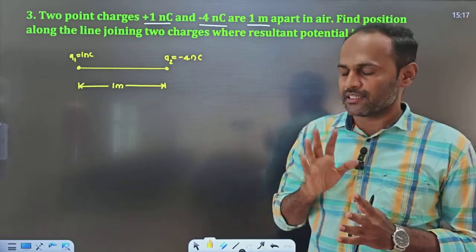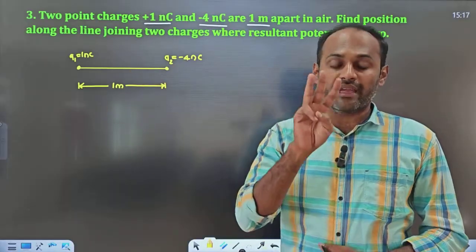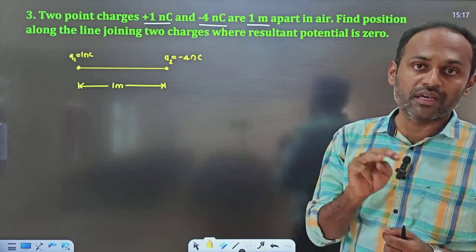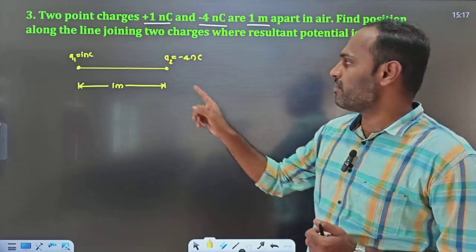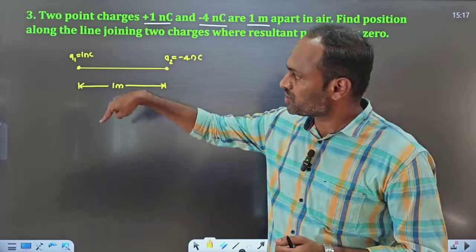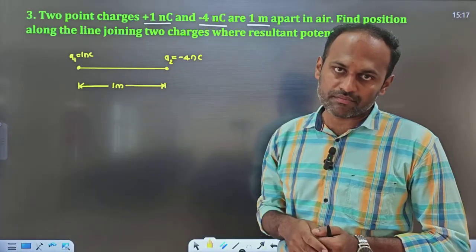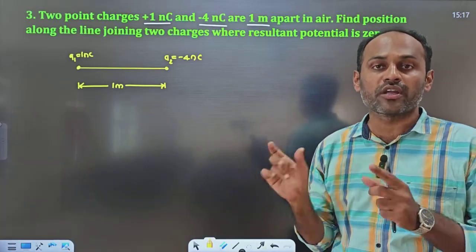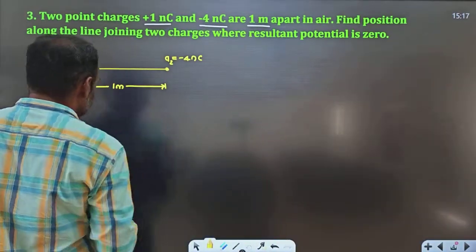Remember this first. Second thing, for a system of two charges, there will be 3 zero potential points. One 0 potential point will be in between the charges. One 0 potential point will be outside the system of the charges, and one 0 potential point will be at infinity, right? And the 0 potential point will always be close to the smaller charge, right? Here the smaller charge is 1 nanocoulomb, the one with smaller magnitude.